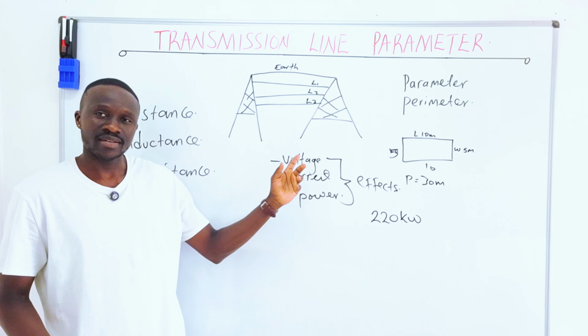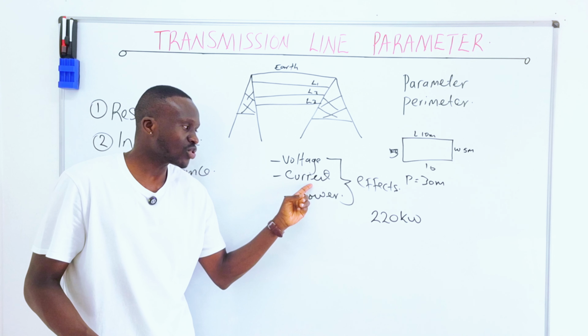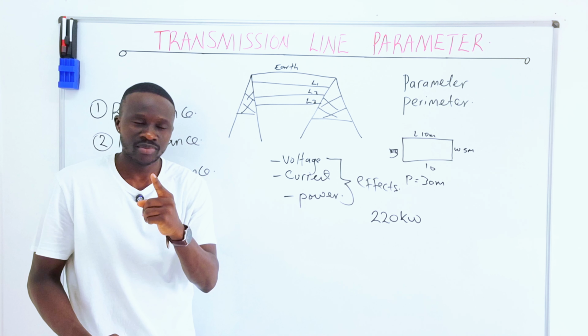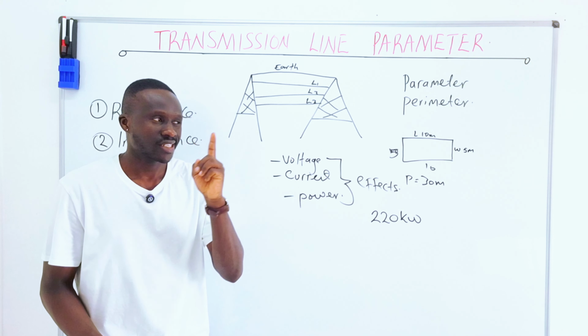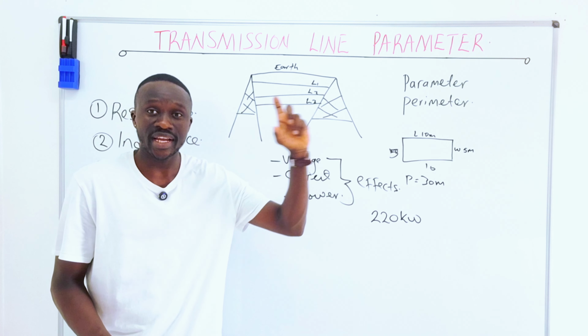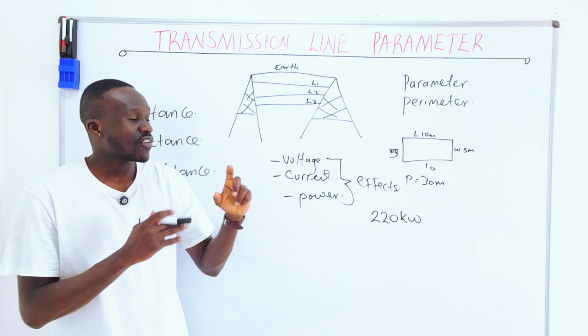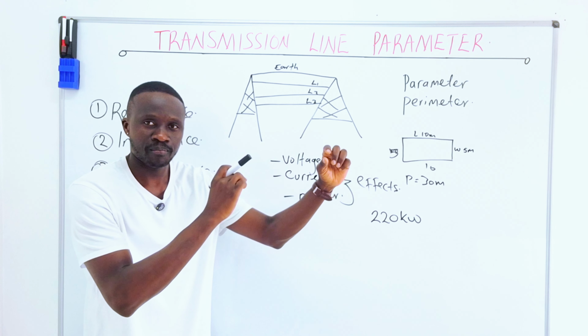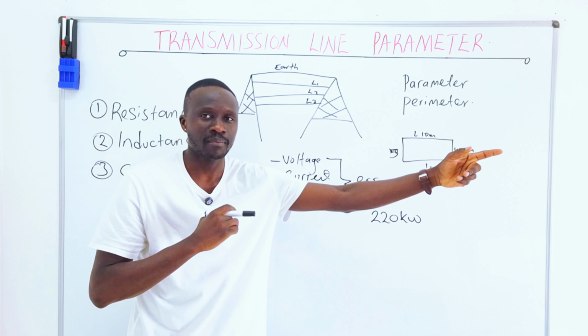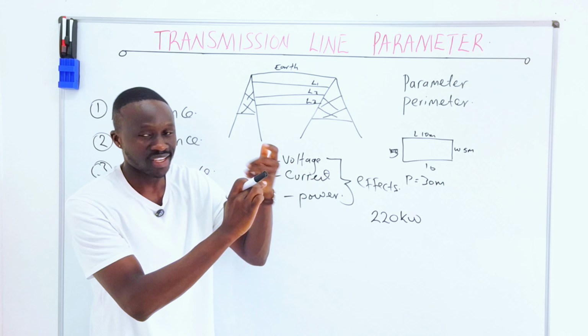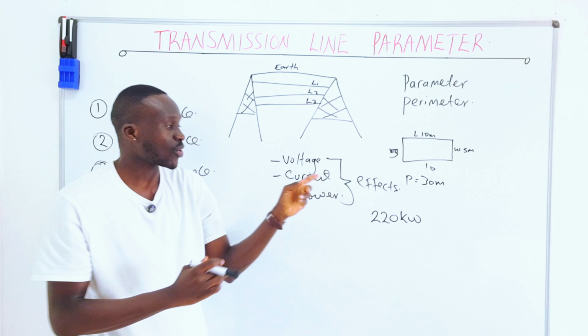Now, in electricity, if we want to take current or power from one place to another, current is the movement of electrons. If you want these electrons to move, you need something which pushes them so that they move from one place to another. That thing which pushes is the voltage. That's why we need voltage.